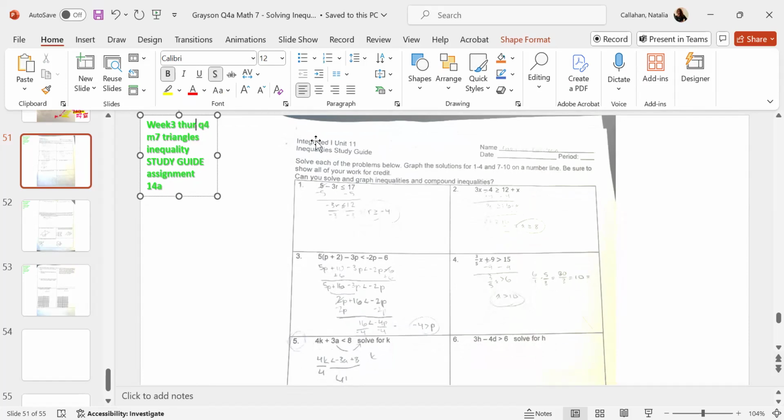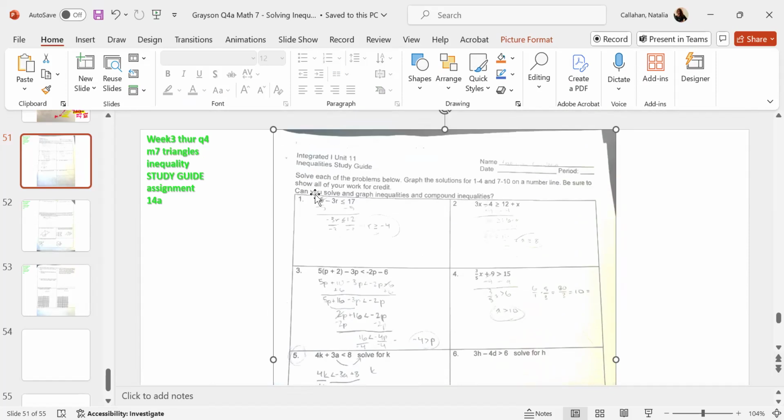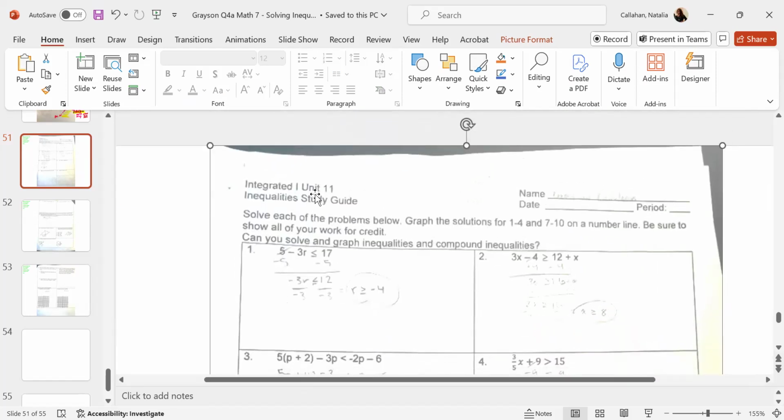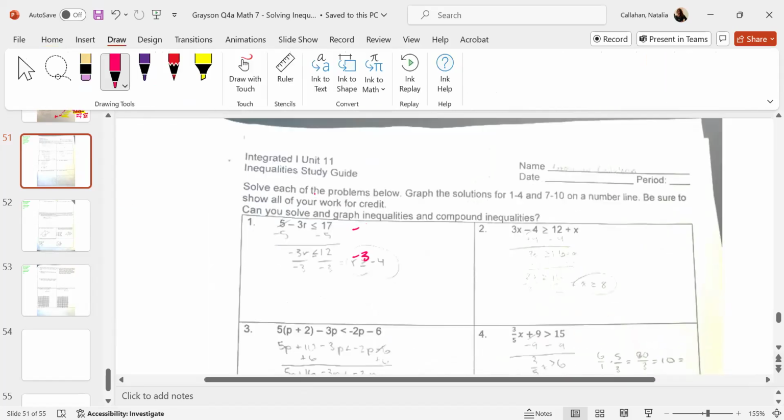Thursday. It's on triangle inequalities, the study guide, first part. Let's take a look at number 1. So when you solve for this, negative 3r less than or equal to 17 minus 5 is 12. Divide. When you divide by a negative 3, what happened to your sign? Look at the negative. It changes. So r is greater than or equal to negative 4.